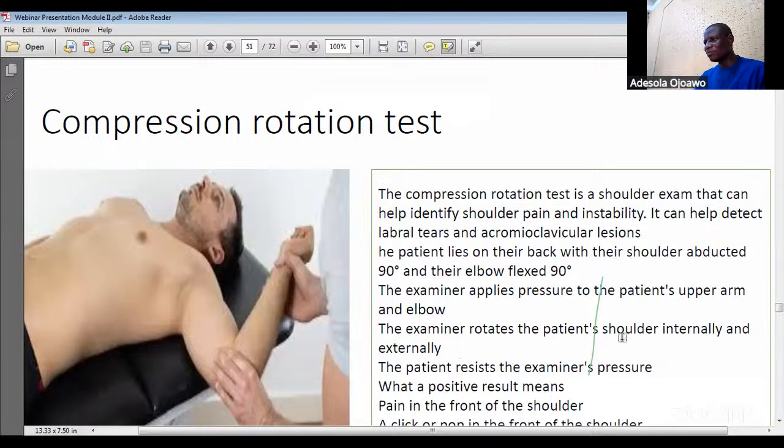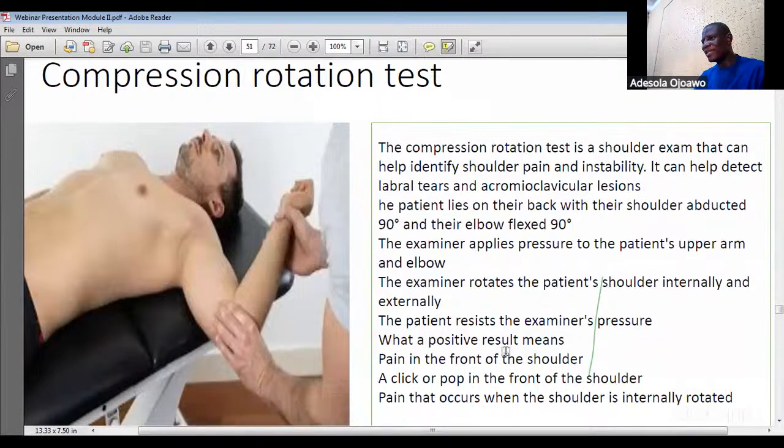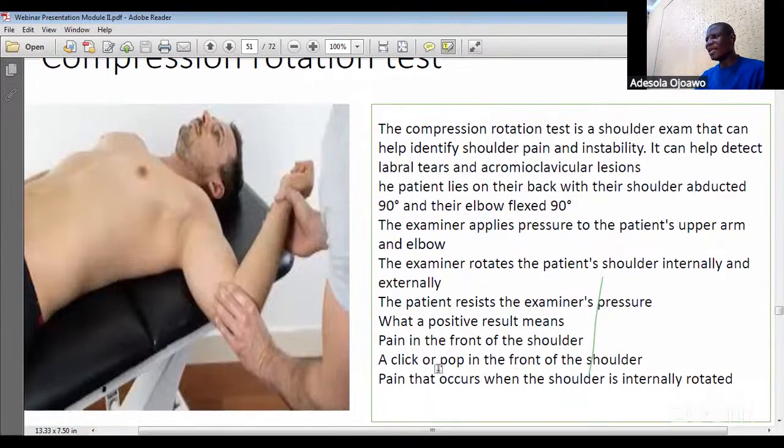The examiner rotates the patient's shoulder internally and externally. Bring it in, you bring it out. The patient receives the examiner's pressure, and you tell the patient to resist it. When the patient resists it, pain in the front of the shoulder may indicate a kind of compression. A click or pop, all those ones are indications for a problem with the cartilage inside the glenoid fossa. If they have a problem, you call it labral tear.